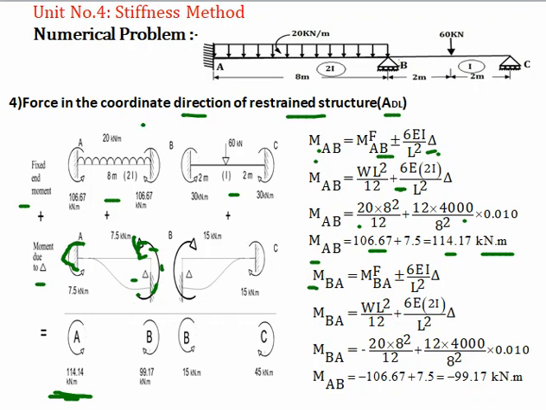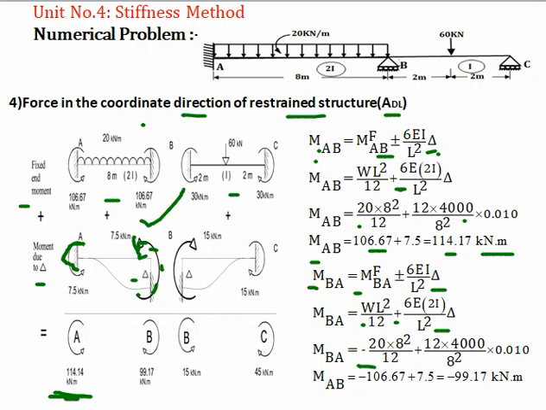So now consider end B. So again there is a fixed end moment MFBA plus minus 6 EI by L square into delta. So MFBA means WL square by 12 plus 6 EI into 2I divided by L square into delta. Again that sign is positive because the moment is in anti-clockwise direction due to the sinking of a support.